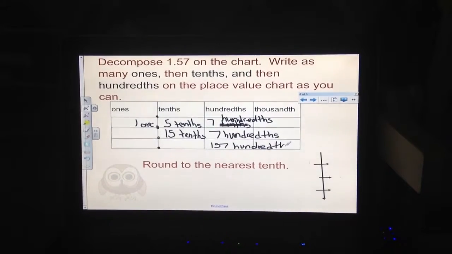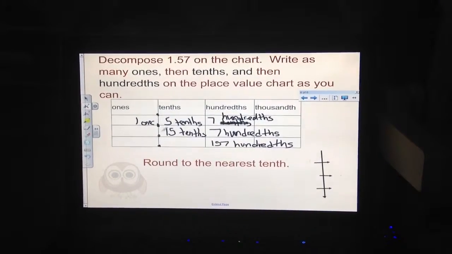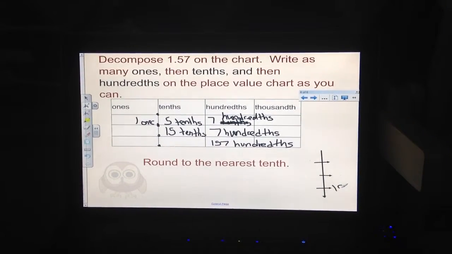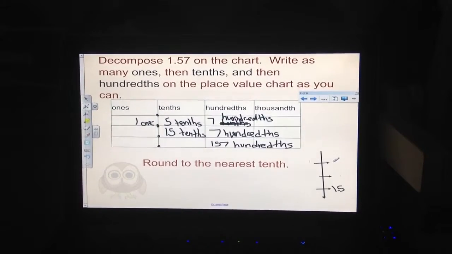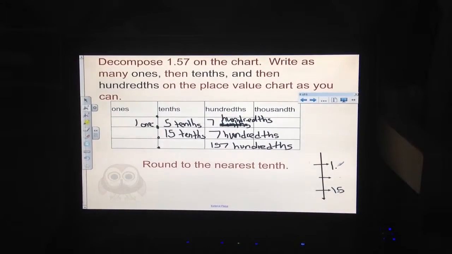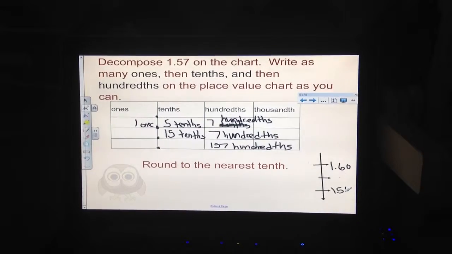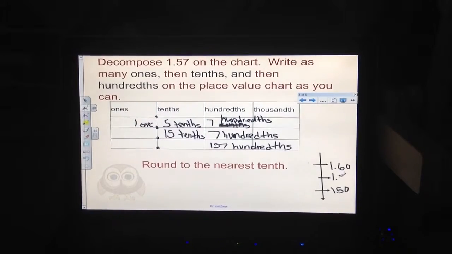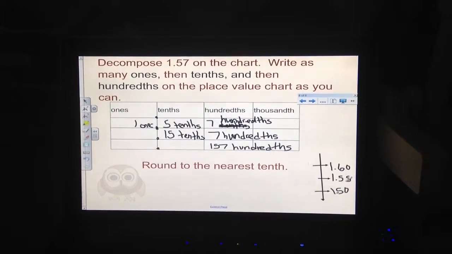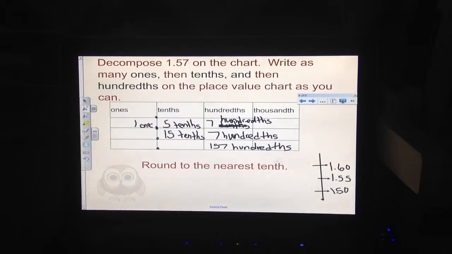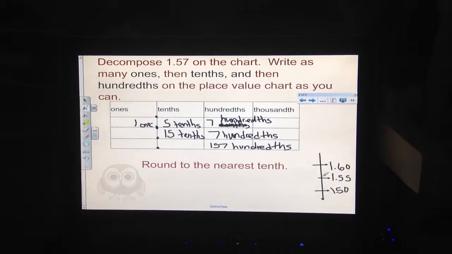If they're asking me to round to the nearest tenth, I'm going to go to the tenth column. See how I said there was 15 tenths? So I know it's going to be between 15 tenths and 16 tenths. I just go up one. If I want to know what's in between those two numbers, remember these blank spaces are zeros. So what's in between those two numbers would be 1 and 55 hundredths.